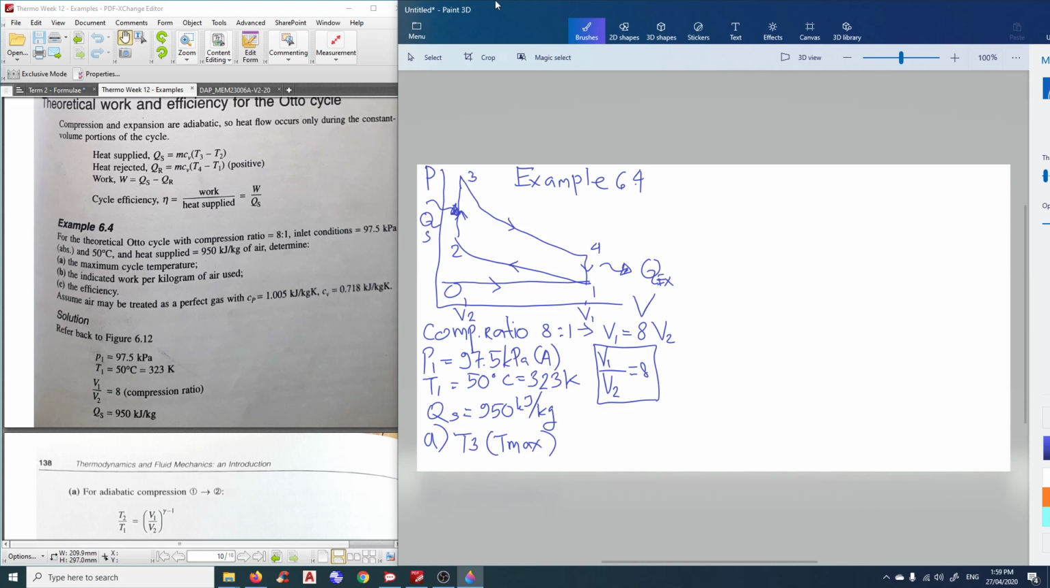In order to find T3, we need to find T2 first. So let's have a look from point 1 to point 2, and we know 1 to 2 is adiabatic. If you look on your formula sheet, the gamma, the adiabatic index for air, is 1.4.